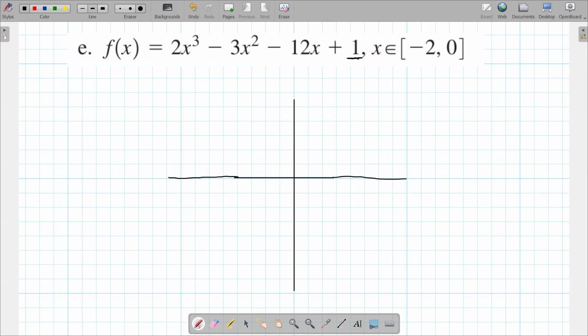So what we do know for this function is that it starts down here, it ends up here. Y-intercept is +1. We don't know where the x-intercepts are, which is fine. So let's see if we can pinpoint where the turning points are. How do we find the turning points?